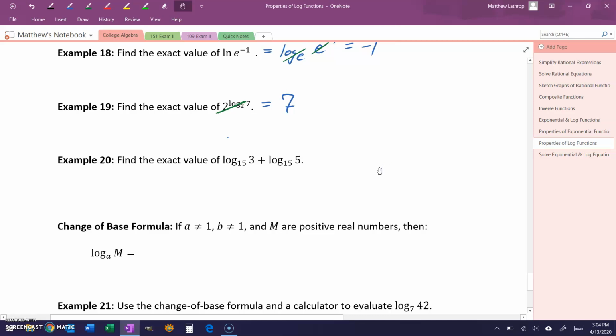In example 20, we have the log base 15 of 3 plus the log base 15 of 5. There's no immediate trick to apply to this like we used in the previous examples. But if we use properties of logs, since we have that same base for each statement, we can combine this as the log base 15 of 3 times 5, or the log base 15 of 15. So if our base is equal to what we're taking the log of, that's going to give us a result of just 1.